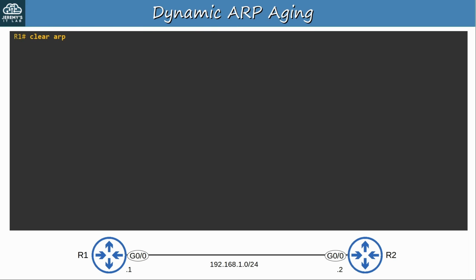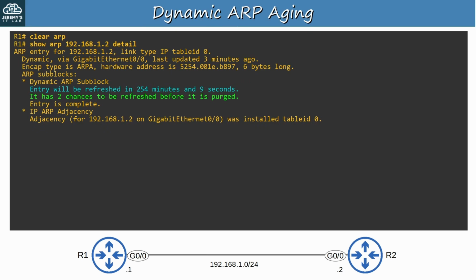First, I cleared R1's ARP table to refresh the timers. And now, look at the ARP entry. It says the entry will be refreshed in 254 minutes and 9 seconds. Also, notice the statement below. It has 2 chances to be refreshed before it is purged.